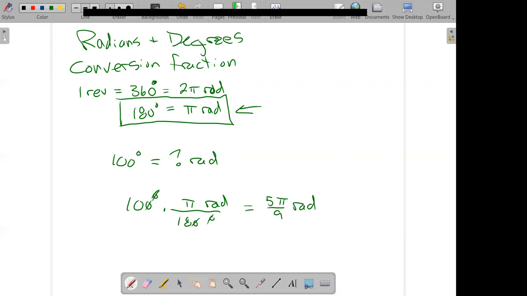If I were going the other direction, if somebody gave me an angle that I'm not familiar with, like they said the angle was pi over 5 radians, and I'm having a hard time thinking, what the heck does pi over 5 radians look like on a circle? I'm more used to degrees. I could make that conversion by multiplying by a fraction where radians is in the bottom, so it cancels out and degrees is in the top.